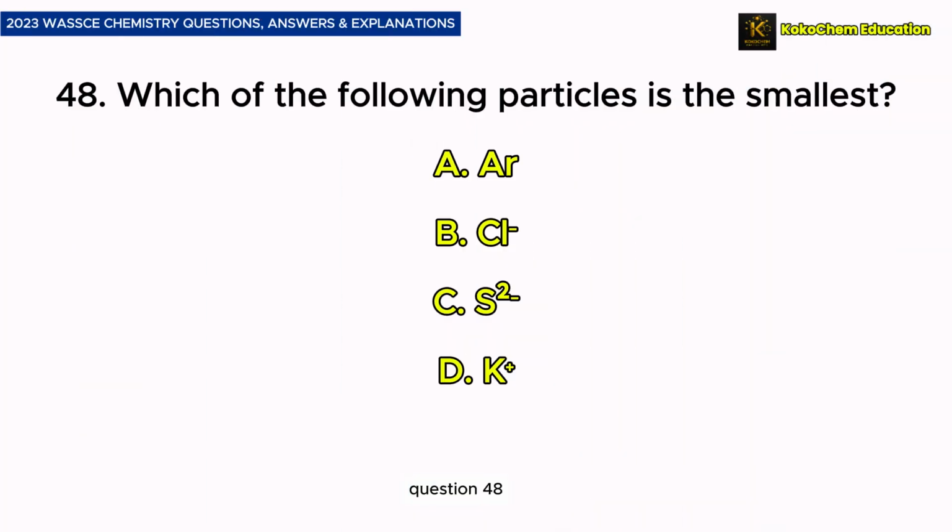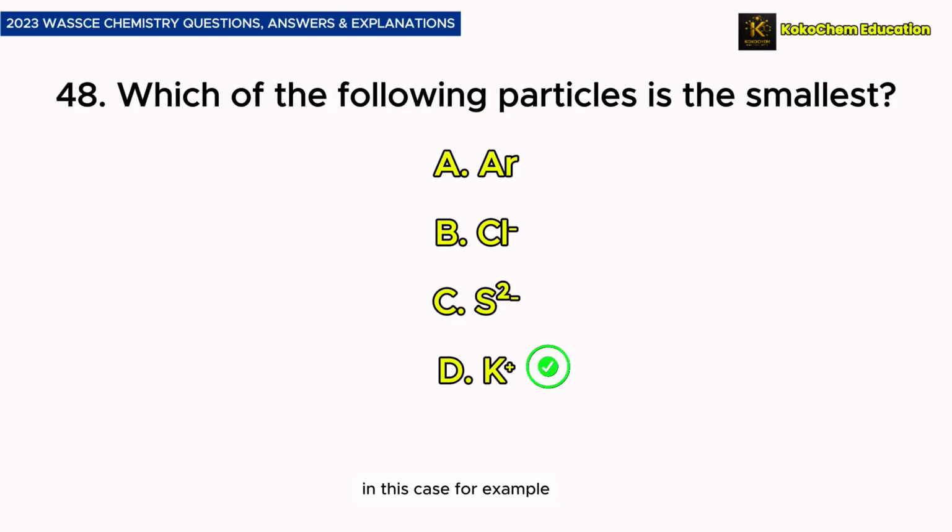Question 48. Which of the following particles is the smallest? A. Argon, B. Cl-, C. S2-, D. K+ ion. The correct answer is D. K+ ion.